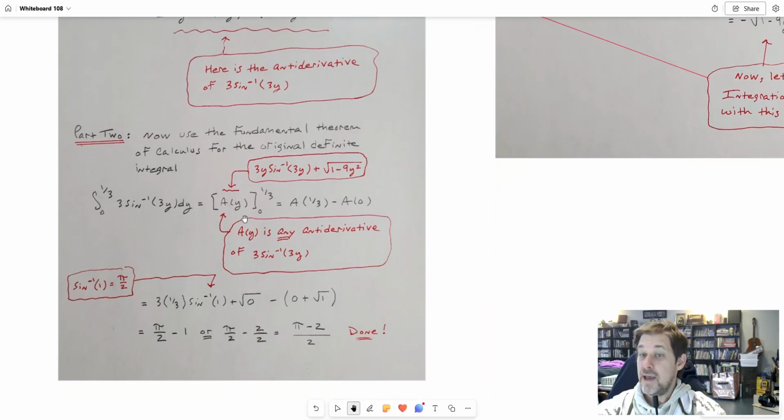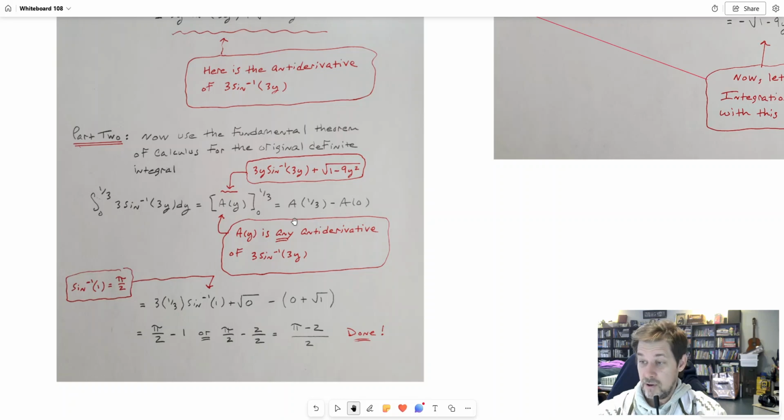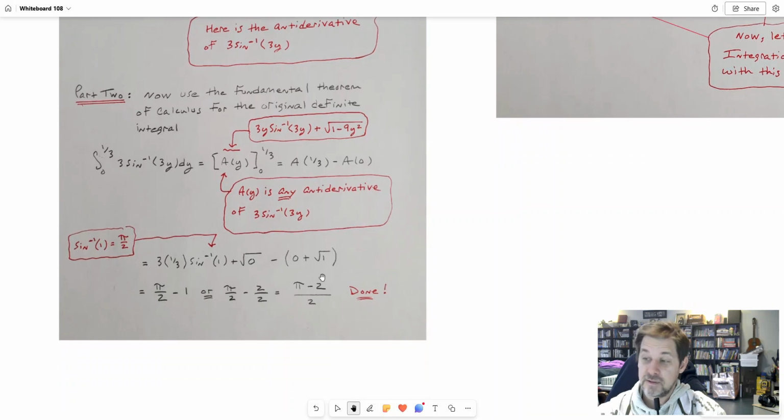Now, if I do that, right, I found that antiderivative right there. If I substitute it like so with the fundamental theorem, put in 1/3 into it, you'll get this. Put in 0 into it, you'll get that. With just a very few calculations, you'll get what you want. So the only thing I have to calculate, I think, is what is this sine inverse of 1. Sine inverse of 1 is the angle that has a sine of 1, and that's pi over 2, or 90 degrees. We'll go ahead and leave it in radians. So sine inverse of 1 is pi over 2. So what you get, working all this out, is pi over 2 minus 1.